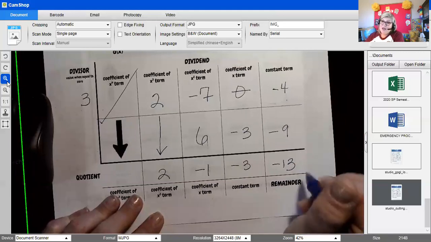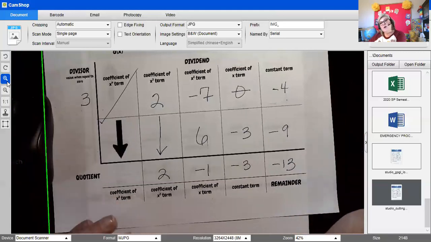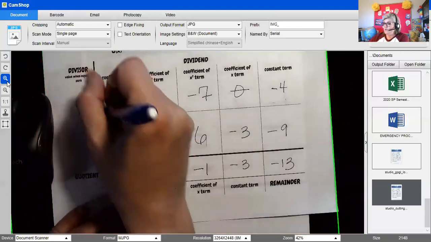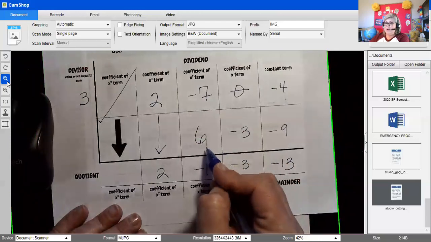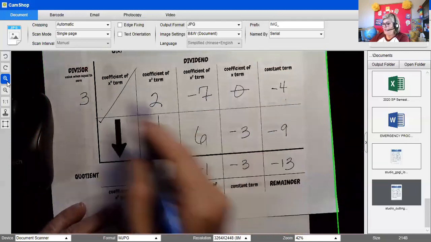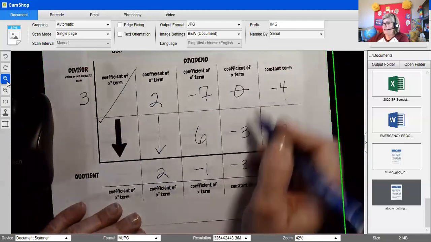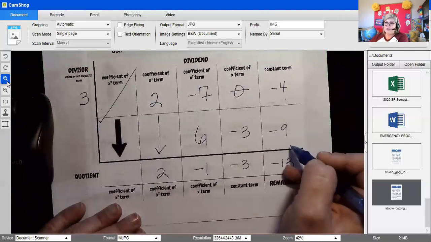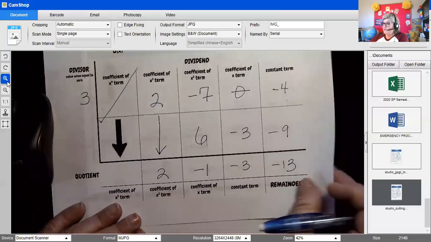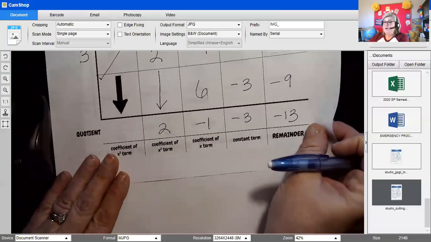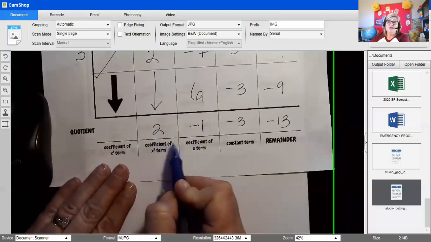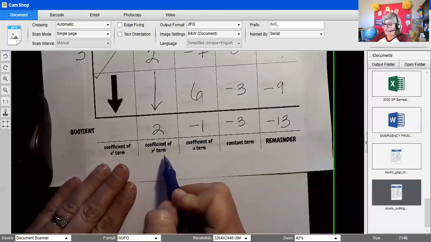-13. And that's how you find out what your next coefficients are going to be. So it's always multiply, put it under your next term, add. Multiply, put it under your next term, add. And then multiply, put it under your next term, add. So now you can see right here, this says that is actually the coefficient of the x squared term.